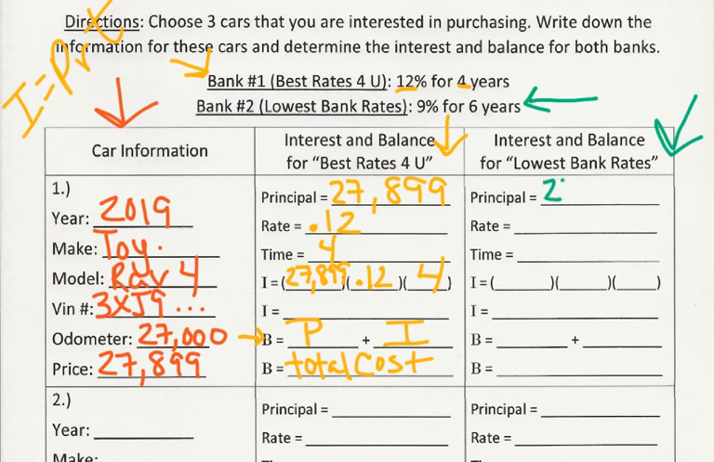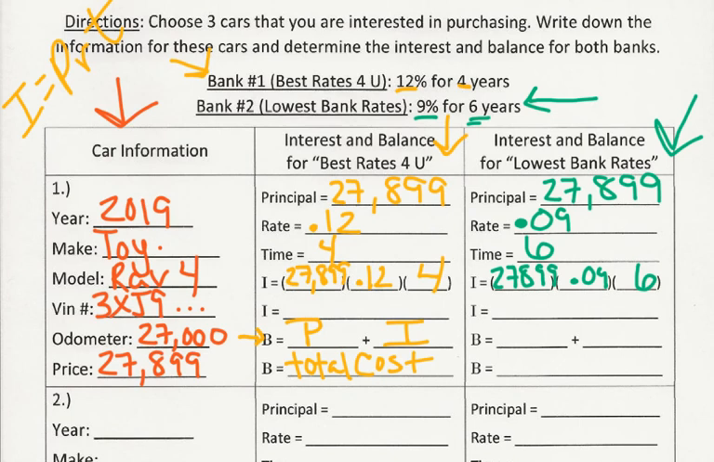So again, your principal is 27,899. Your rate now is 9%, so that's 0.09. Your time is now 6 years. Again, you would fill that in. And then you would get your interest amount once you did that on your calculations.